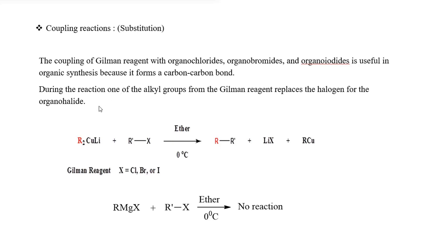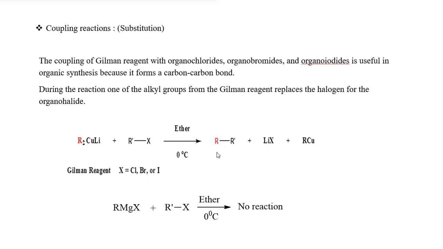During the coupling reaction, one of the alkyl groups from Gilman reagent replaces halogen from the organohalides. One of the alkyl or aryl groups present in Gilman reagent replaces halide from the organohalide to form higher hydrocarbons.